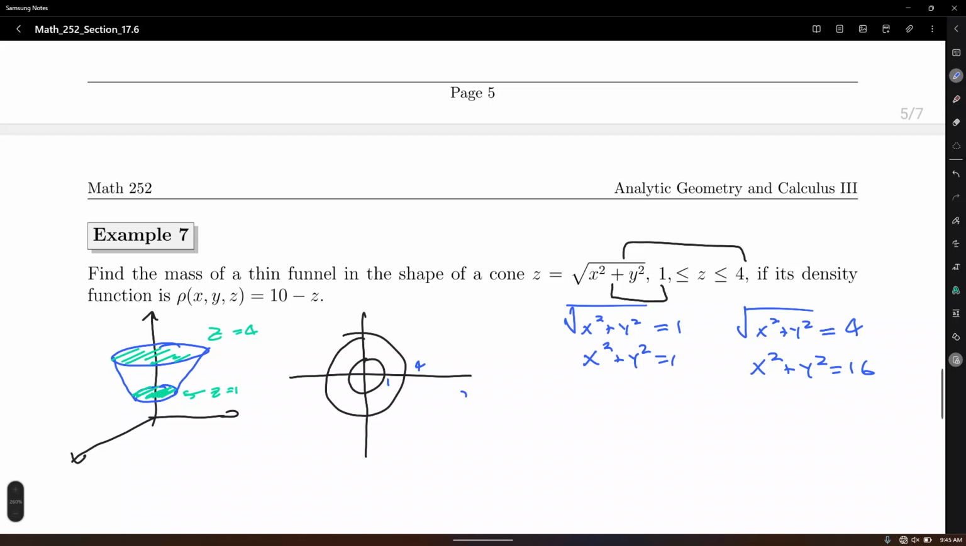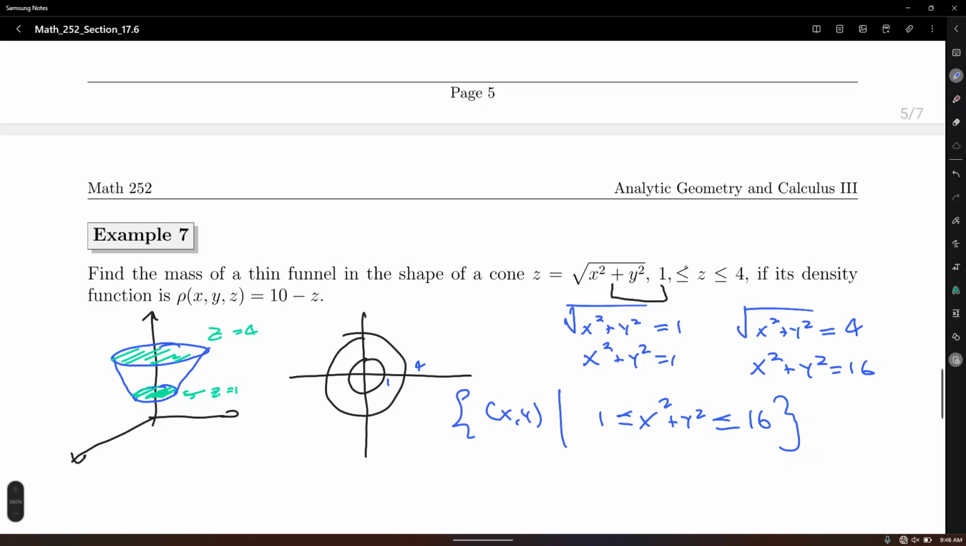So we haven't written a domain of integration in a while. That's all the points x, y that are... how do we write this domain? x squared plus y squared between 1 and 16. Careful not to write it between 1 and 4, because that's the equation of the circle that has a radius 4.